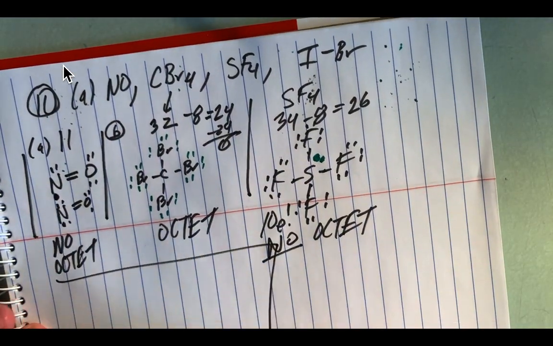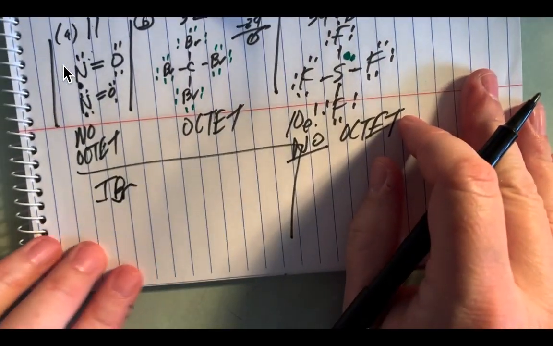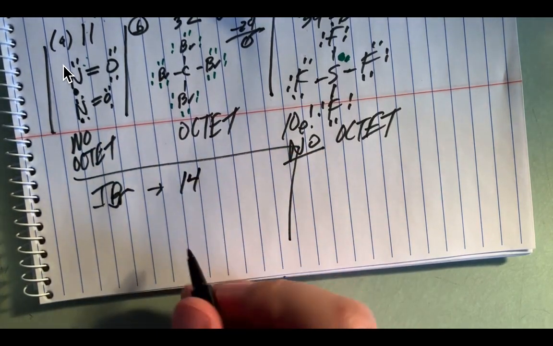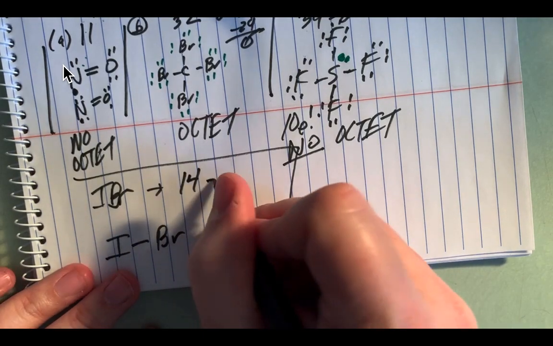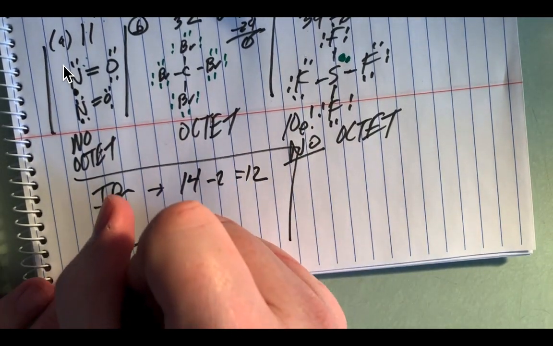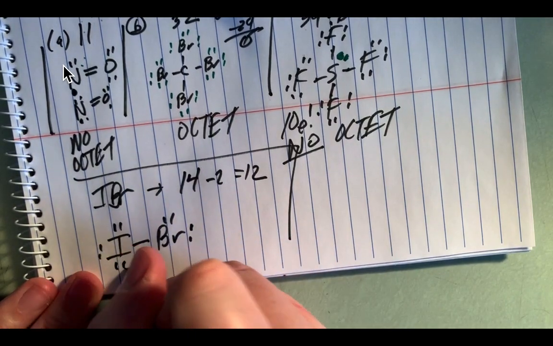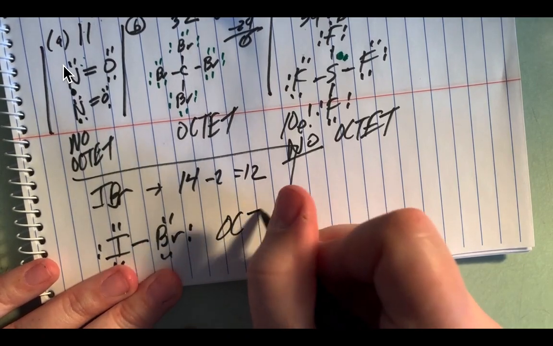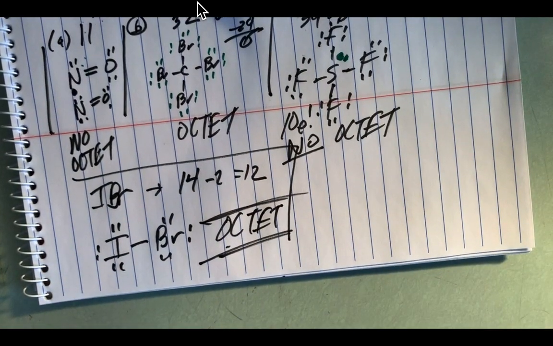And then finally this IBr maybe looks weird, but actually it's not as weird as it looks. I have 14 valence electrons. I use 2 to tie it together. Leaves me with 12, and I go 2, 4, 6, 8, 10, 12, and actually this is also an octet molecule. A little bit of a strange one, but it has an octet.